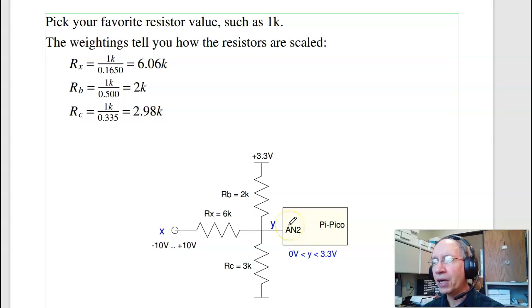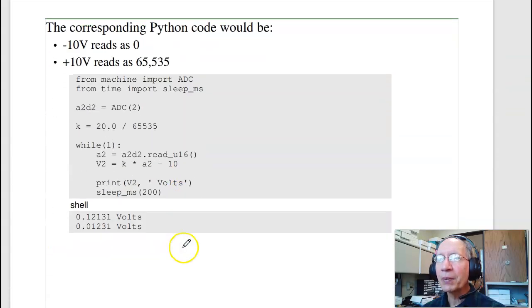On the Pi Pico, I'll read 0 to 3.3 volts, or actually 0 to 65,000. 0 means minus 10 volts, 65,000 means plus 10 volts. Do a linear curve fit. And what that code looks like is this. Here's my scalar. It's a 20 volt spread for 65,000 counts. So the voltage is the raw A to D reading times my scalar minus 10. So 0 actually means minus 10 volts, plus 65,000 is 20 minus 10, plus 10 volts. So I can now read minus 10 to plus 10 volts.